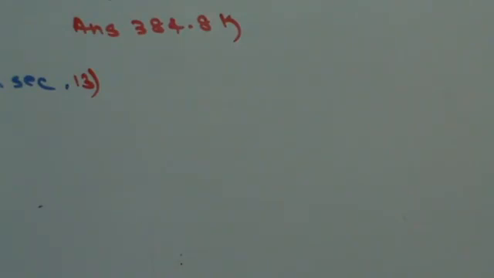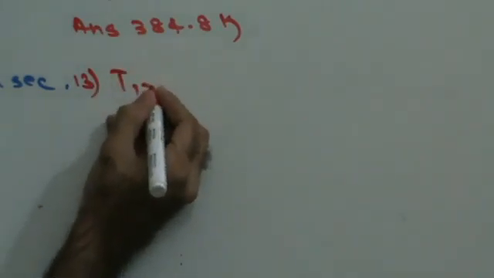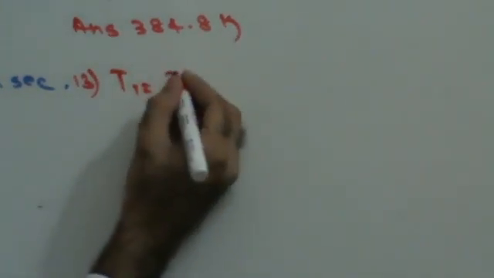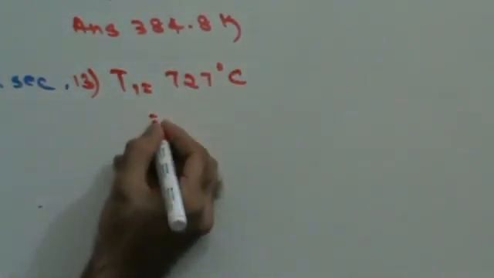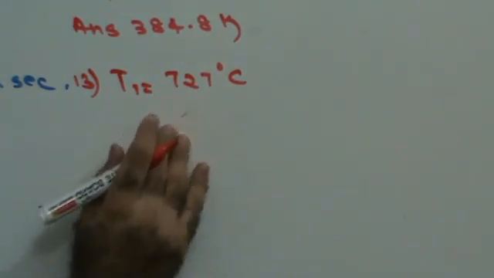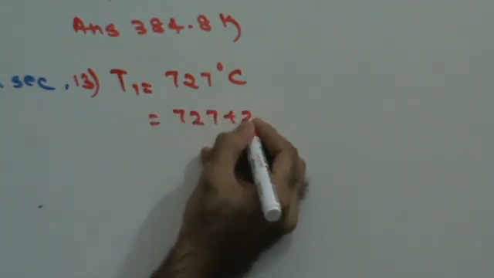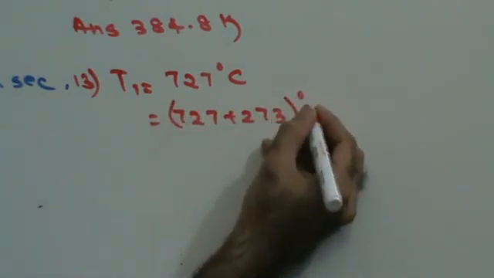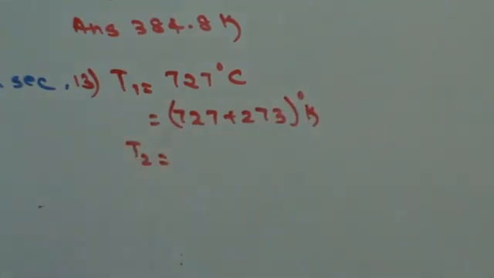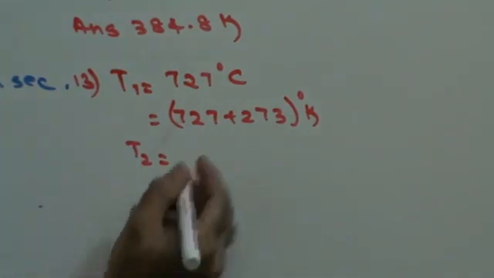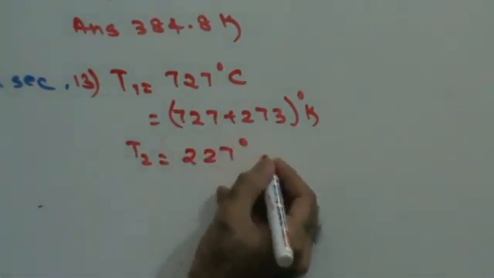Compare the rate of emission of heat by a black body maintained at 727 degrees Celsius and 227 degrees Celsius.